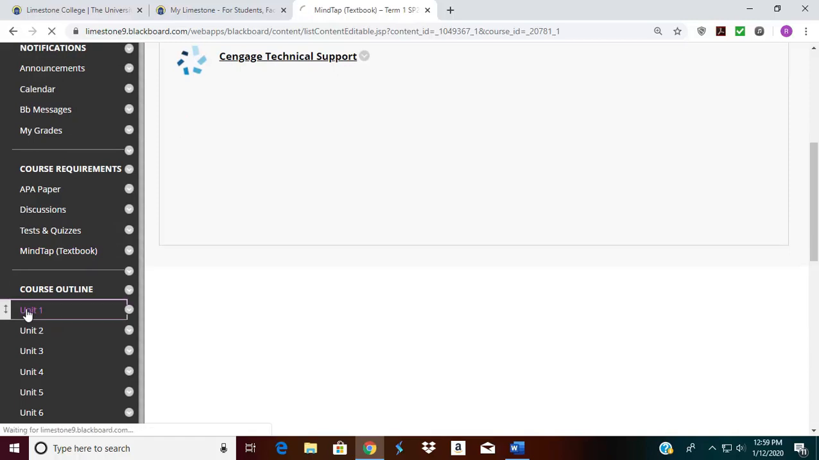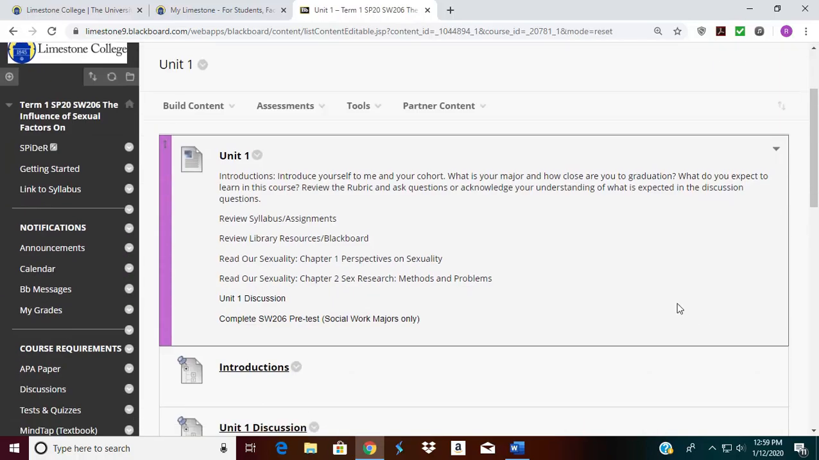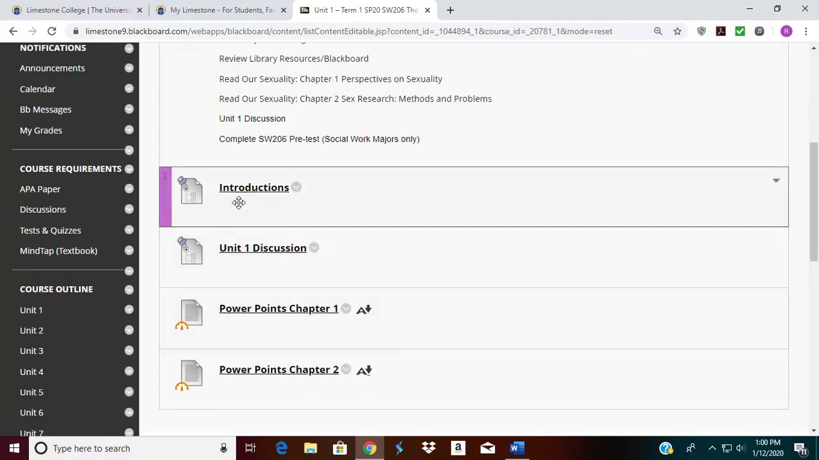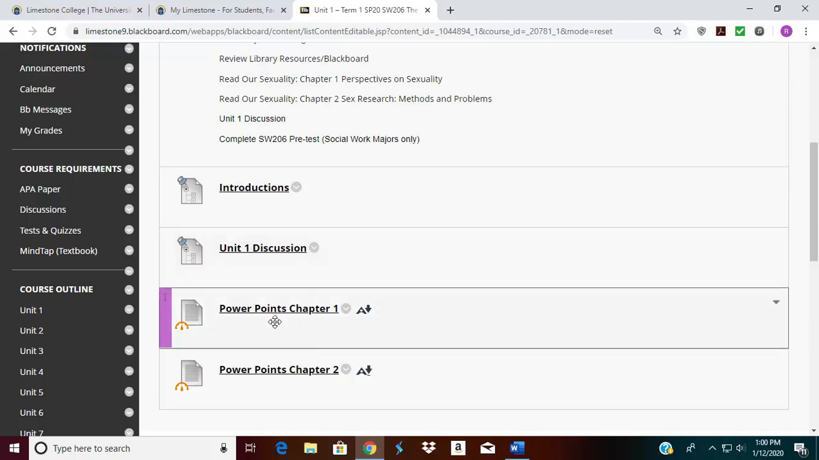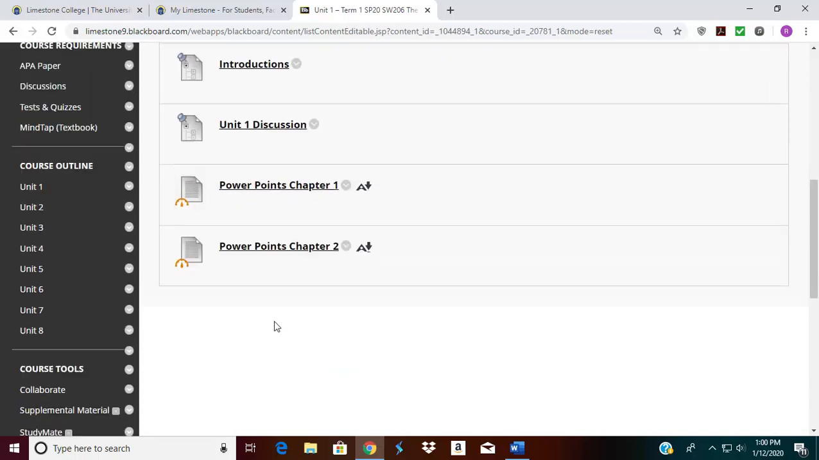Okay, Unit 1 under the course outline. As I told you before, each week you're going to be completing a unit. So this unit will open up on the 13th and it'll close on Sunday. So just be mindful that you have 1 week to read the chapters 1 and 2, answer discussion questions, review the syllabus, and respond to what's expected of you. There's a part here that talks about your introductory. You have your unit discussion question you have to answer that you're going to post under discussions. You also have your PowerPoints for chapter 1 and 2.